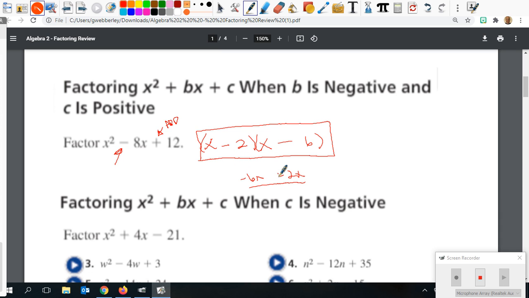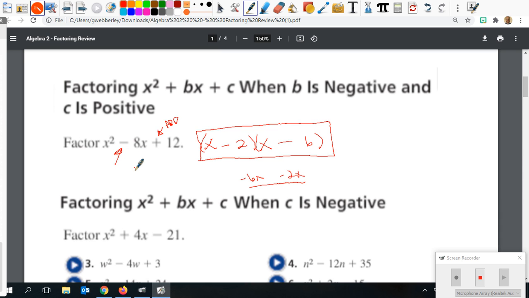Now, FOIL is just a cute way of doing a double distributive property. That's basically what I just did. I did x times both of these. I distributed the x to those two. Then I took the negative 2 and distributed that to both of those. Okay, I just combined the like terms because I'm getting 4 terms there, and you combine 2 of them together for the middle one of the 8x.